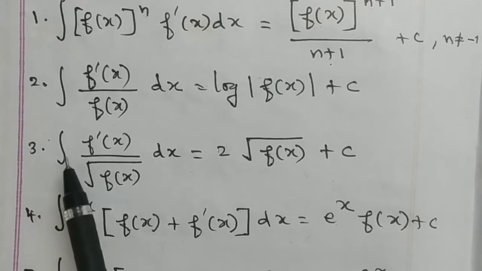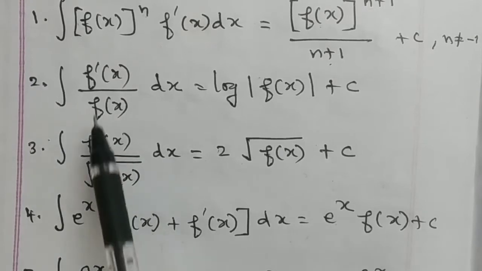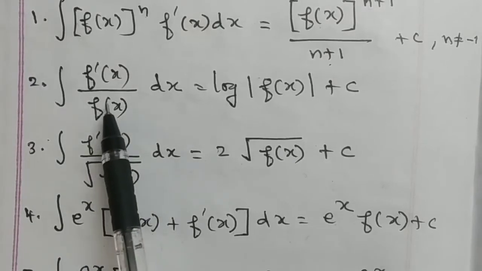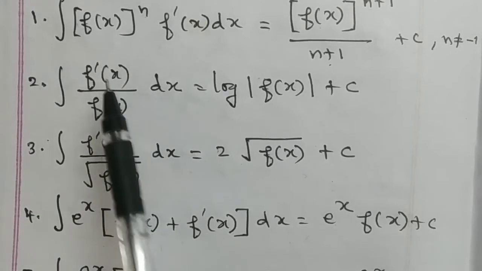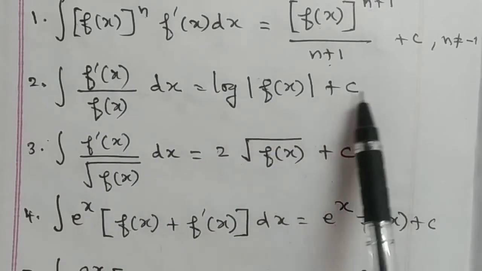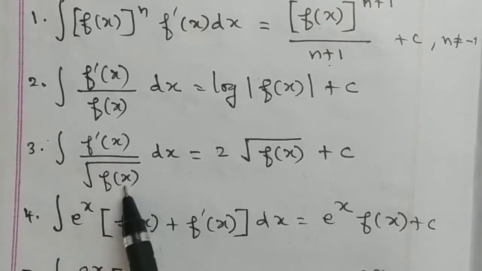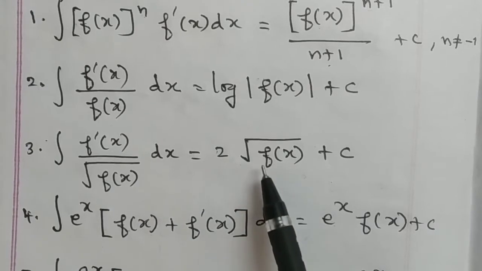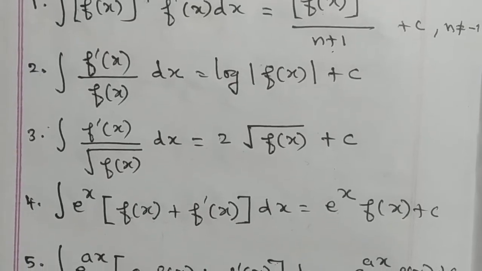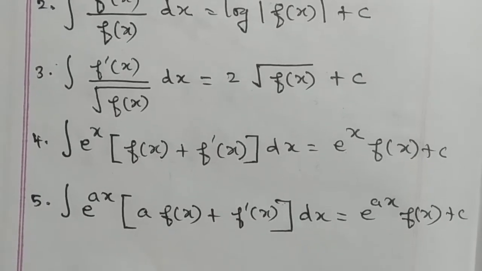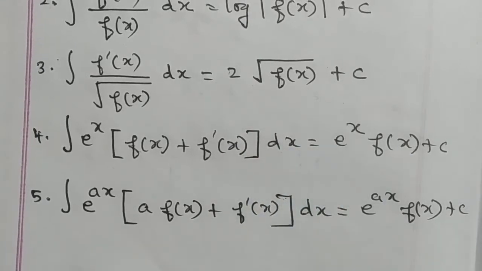Third one: integral of f dash of x divided by square root of f of x into dx equals 2 times square root of f of x, plus c. Here one function is f of x and its derivative f dash of x is in the numerator.